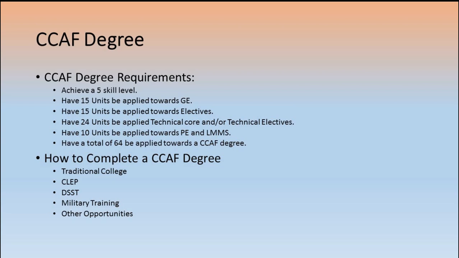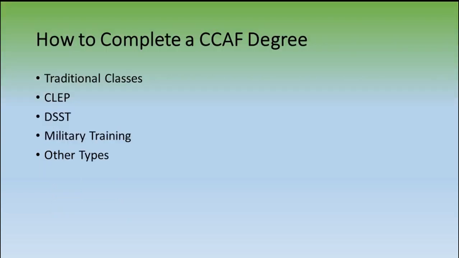Now that we have looked at the requirements to get a CCAF degree, let's look at the ways to complete a CCAF degree. The different ways to currently complete CCAF degrees are by traditional college classes, by taking a College Level Examination Program test, better known as a CLEP test, or by taking a Defense Activity for Non-Traditional Education Support Subject Standardized Test, better known as a DSST, or by participating in military training. And finally, there are some other minor possible ways of getting credits that I'll briefly talk about.